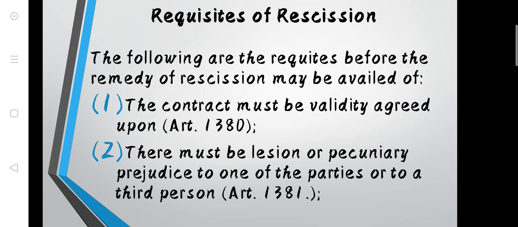Number 2, there must be lesion or pecuniary prejudice to one of the parties or to a third person. Article 1381. Ibig sabihin ng lesion, signify the injury suffered in consequence of inequality of situation. Ibig sabihin naman ng pecuniary prejudice or damages, simply quantifiable compensatory damages. Example ng pecuniary damages ay yung medical cost, which may include ambulance bills, hospital bills, doctor bills, medication expenses.